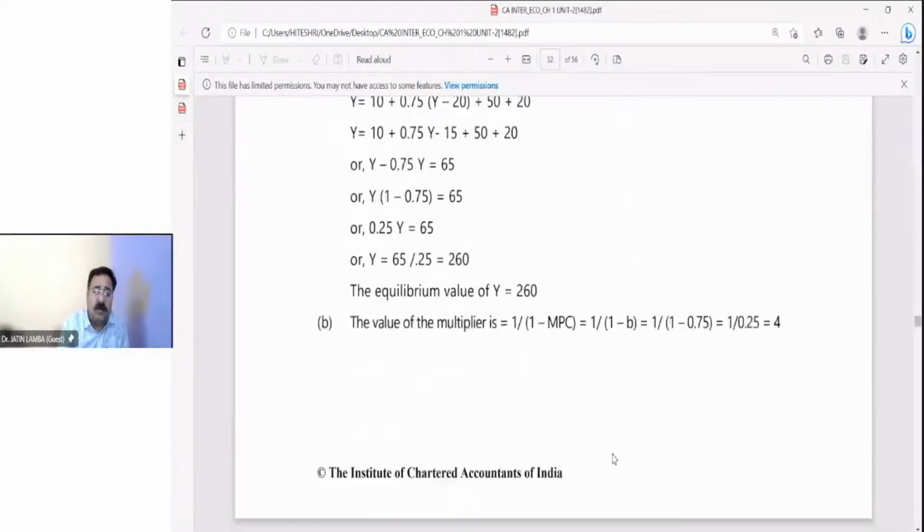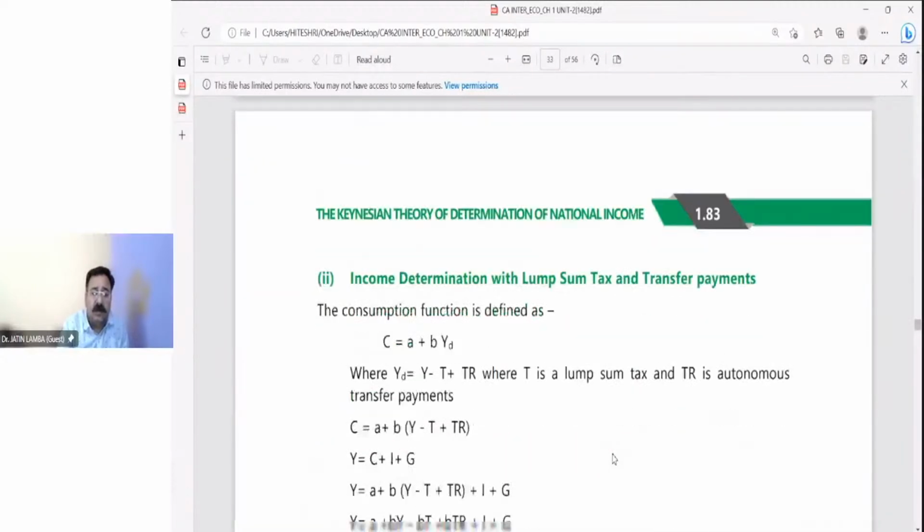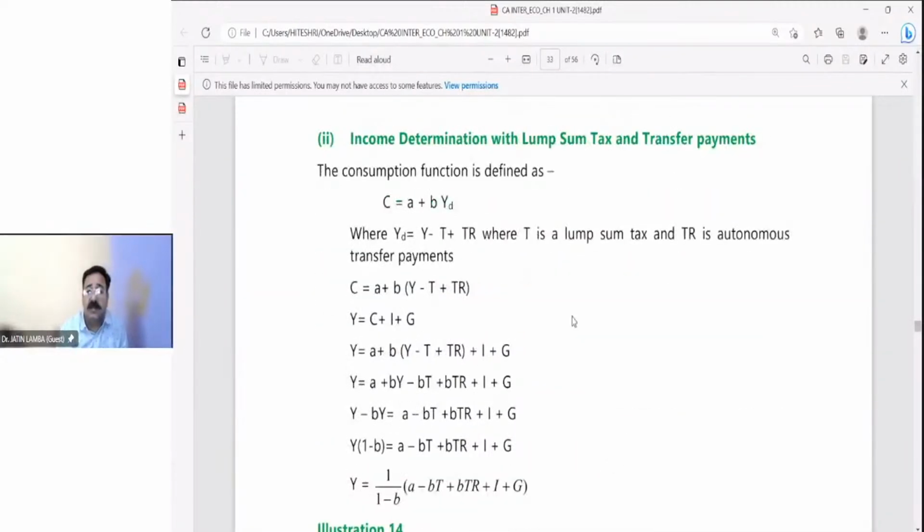Now let us move to the second case, the lump sum tax and transfer payment. So in case of lump sum tax and transfer payment, we get disposable income. In this second case, what will disposable income be? This one. YD is equal to Y minus T. T stands for, children, taxes, lump sum taxes, right? And TR transfers. Why is TR added?